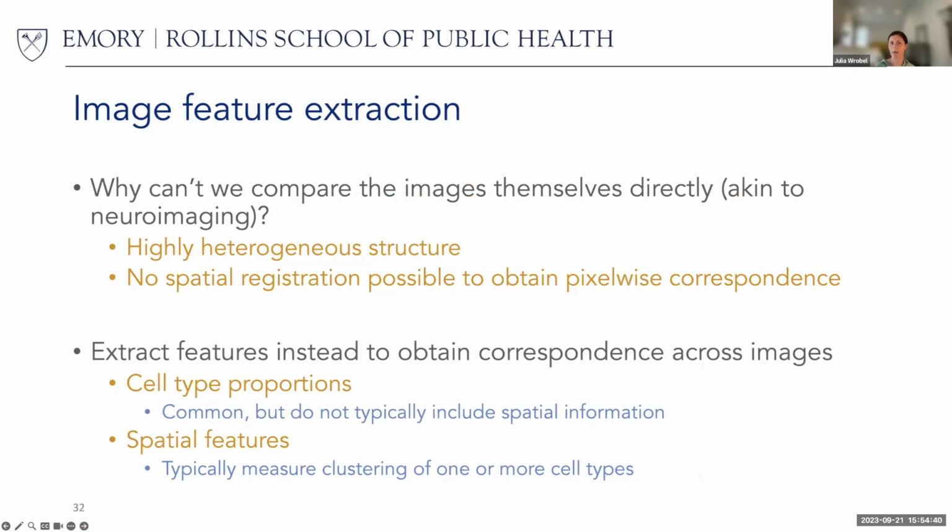So why can't we compare these images directly like you can in neuroimaging? Well, the images are highly heterogeneous. There's not really correspondence across images. You don't have a brain, for example, in each image. So you can't do spatial registration. The only real way to compare across images is to extract features from them. And so cell type proportions are usually the first line of attack people want to look at, but they don't typically incorporate any spatial information. So I think it's a little bit more interesting to extract spatial features and then use those in a model.